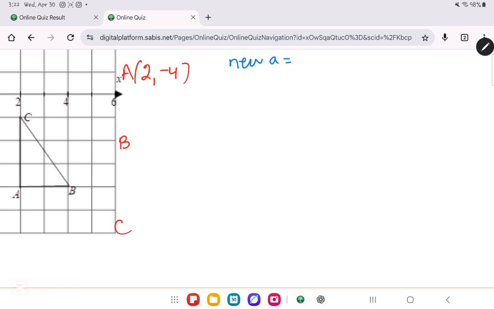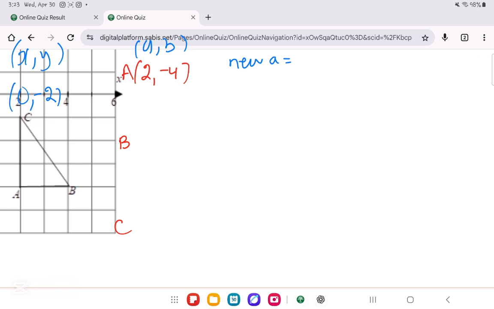In order to find the new A, first of all, you're going to take the xy. Xy over here is going to be the point that we are rotating about, which is 0, minus 2. And remember, this over here is going to be our AB. Okay, very important.